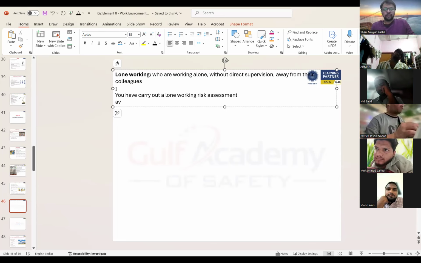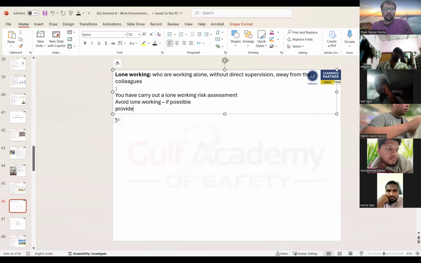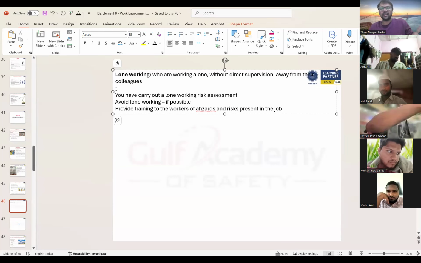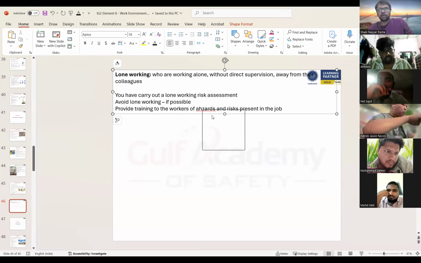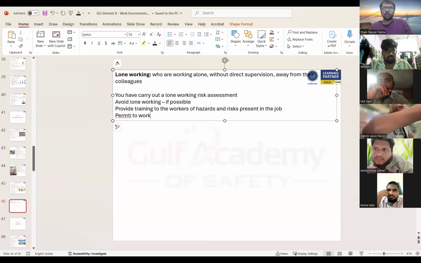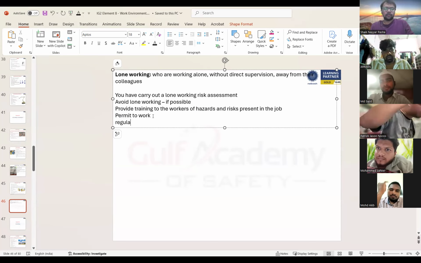If possible, avoid lone working. If not, then provide training to the workers on the hazards and risks present in the job. Create awareness. And obviously, if it is a high risk activity, make sure a permit to work is taken. And if there are lone workers, make sure there is always regular contact with the lone workers, and provide first aid.